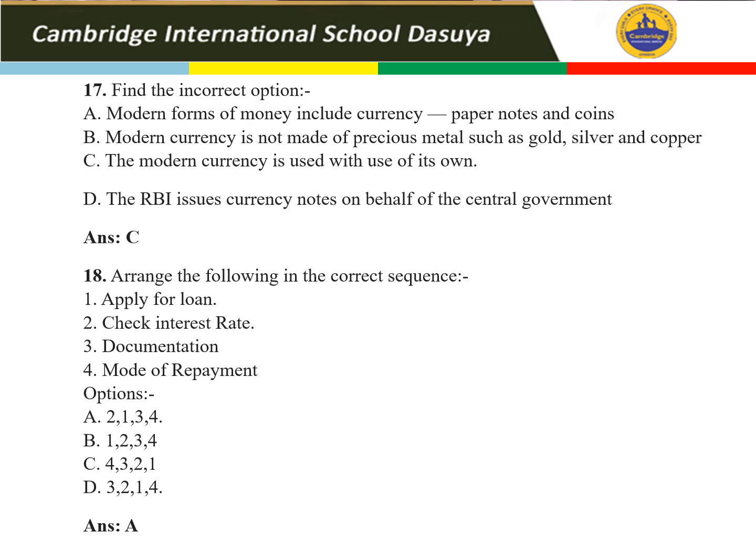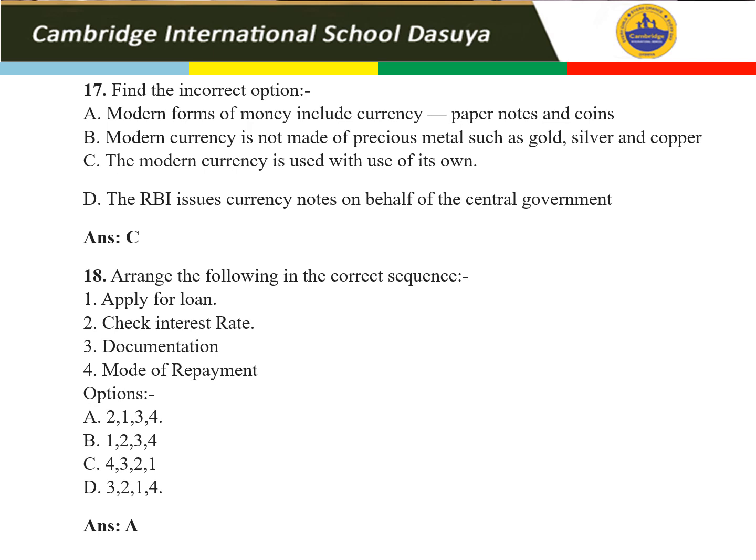Now the 17th question. Find the incorrect option. The incorrect option is C. Fine. Modern forms of money include currency and paper notes. That is true. Modern currency is not made of precious metals, so gold and silver currency is not found nowadays. Fine. And C says modern currency is used with the use of its own. We don't have any use of its own. Like gold coins, if there were gold coins, they had a use in themselves. Here there is no use. The RBI issues currency notes on behalf of the central government. That is again true. So the incorrect option is C. I hope some students might have been confused about which is the correct option, so it is the incorrect option which I have asked in the question.